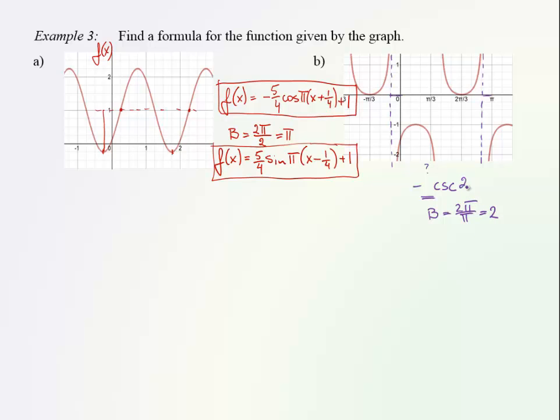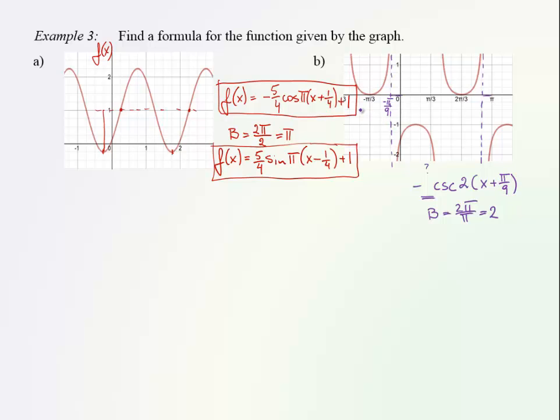So we have cosecant of 2 times something. Now we need to figure out what this number is. That will be the shift. Since this is pi thirds, and that's 1/3 of the way, it must be negative pi ninths. So we're subtracting a negative, therefore we're actually adding pi ninths.